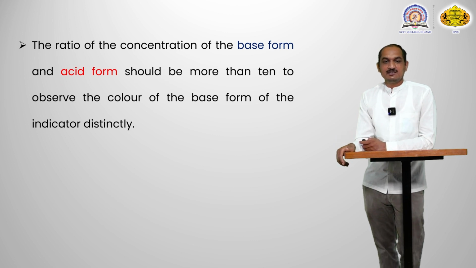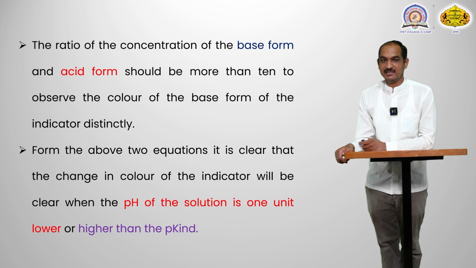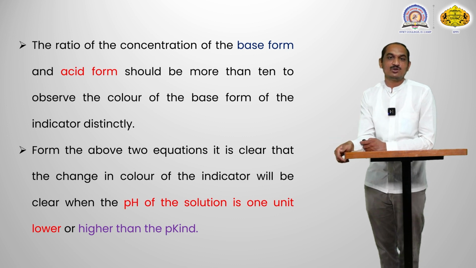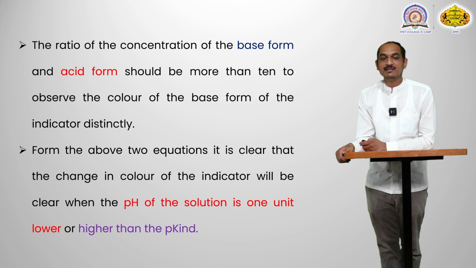There is another equation, another statement: the ratio of the concentration of base form and acid form should be more than 10 to observe the color of the base form of the indicator distinctly. From above these two equations, first for the acid form and second for the base form, it is clear that the change in color of the indicator will be clear when the pH of the solution is 1 unit lower or higher than the pK indicator value.